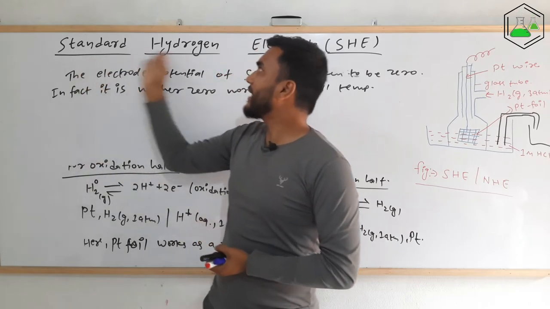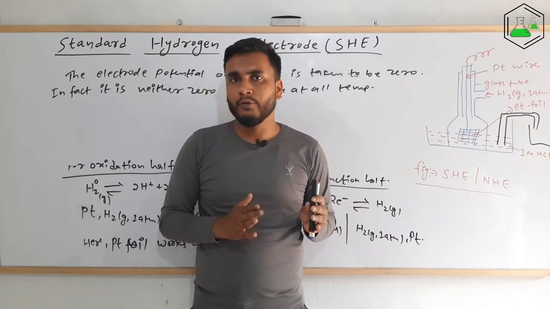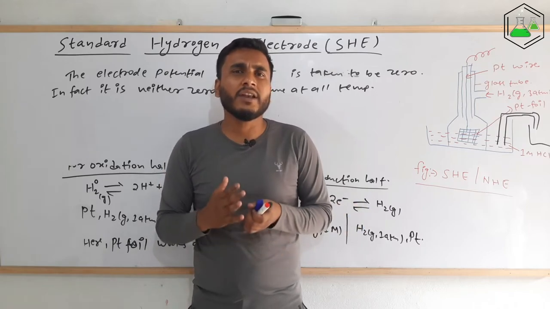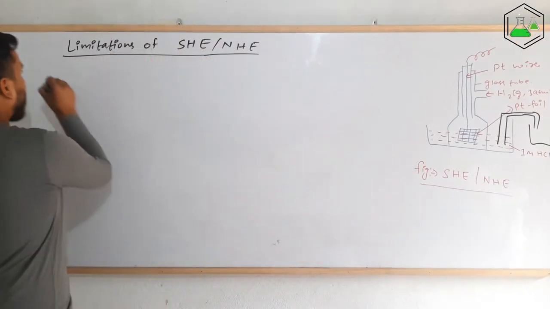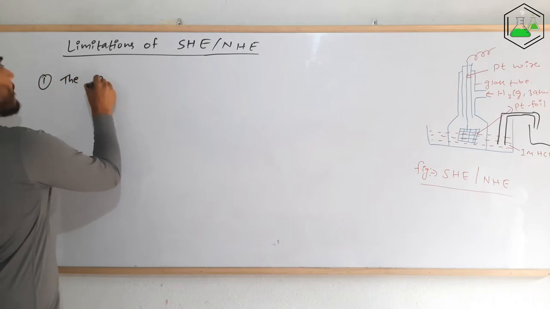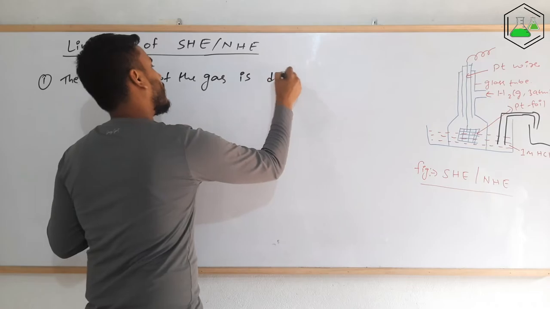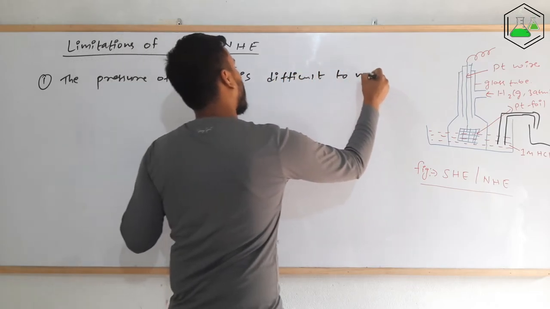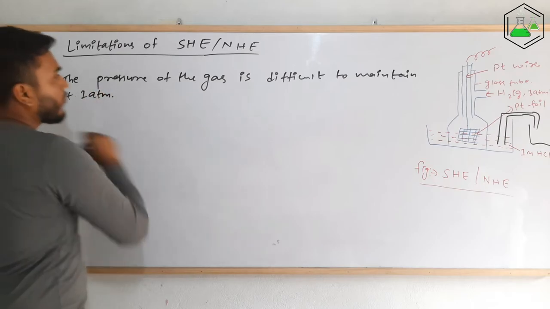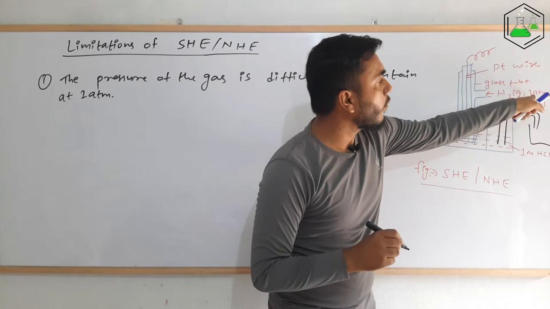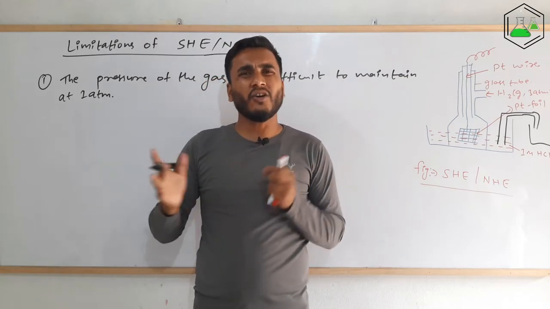But what is the reason why the standard hydrogen electrode is not being used frequently? The reason is that there are certain limitations of the standard hydrogen electrode which restrict us from using it frequently because it can't give accurate results. Let's see them one by one. The first limitation is that the pressure of the gas is difficult to maintain at 1 atm. The pressure of hydrogen gas must be 1 atm, and it is very difficult to maintain. So obviously, this is a drawback.